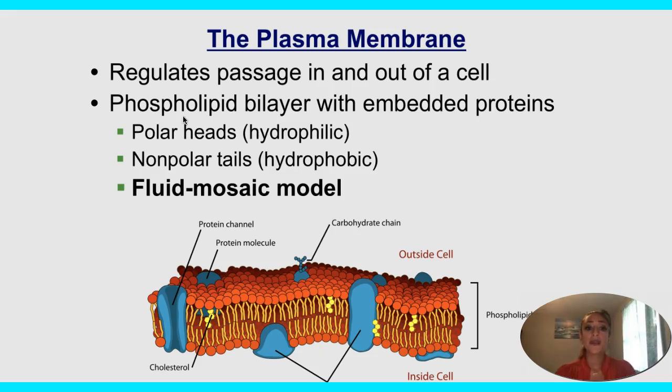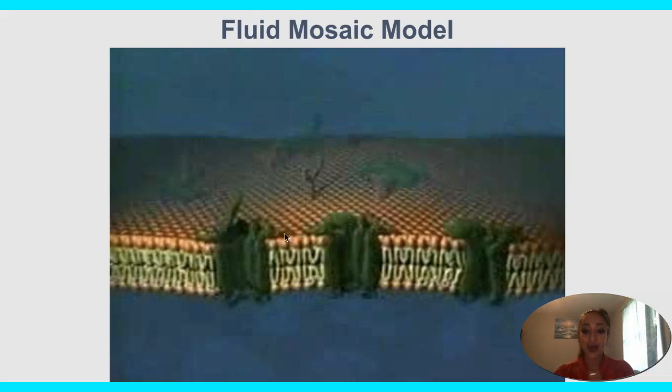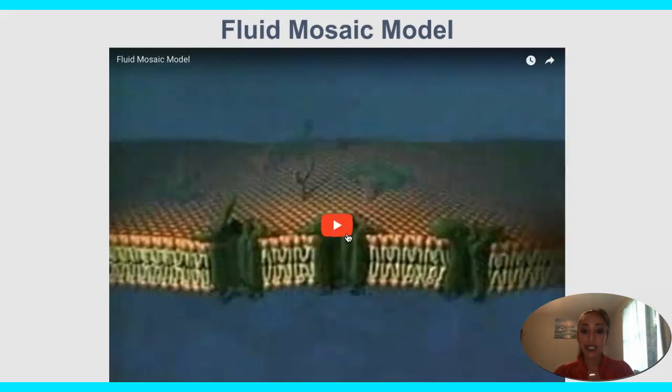The phospholipid bilayer is embedded with different kinds of proteins throughout. Right here, all these little blue turquoise looking things are proteins. And the plasma membrane is a fluid mosaic model. They say it's fluid mosaic because it has quite a bit of movement going on, which you will see in the next slide. Go ahead and watch this video. It's awesome because it actually shows you how fluid the plasma membrane can potentially be.